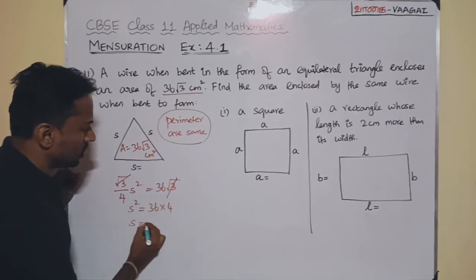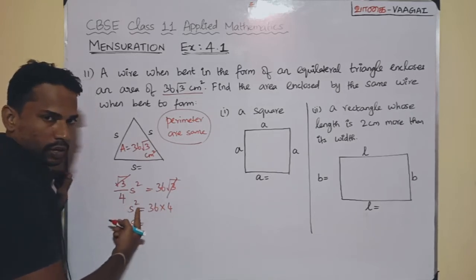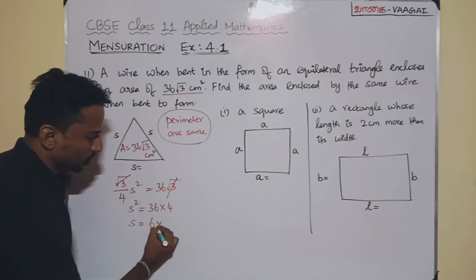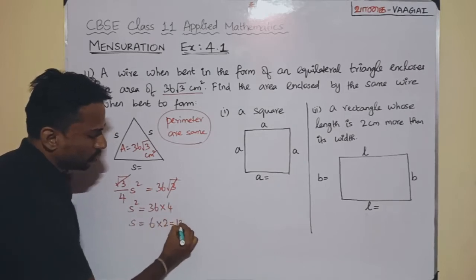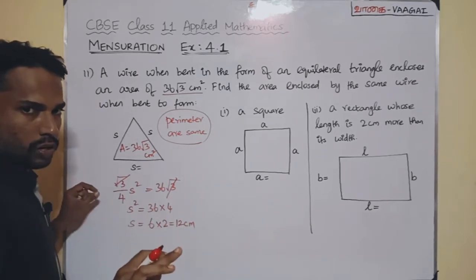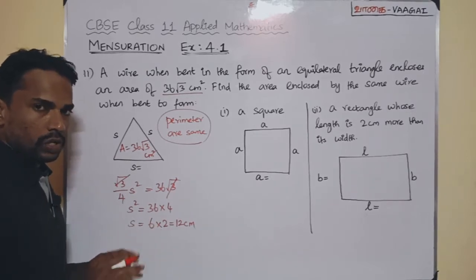Now I will have s is equal to, very simple, I have to take square roots, because I have s square. On the right hand side, the square root of 36 will be 6, into the square root of 4 will be 2. So 6 twos are 12 centimeter. So 12 centimeter is going to be the side of our equilateral triangle. So this is done, the side is done.